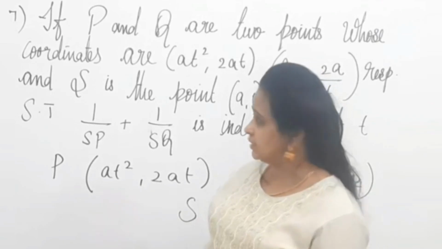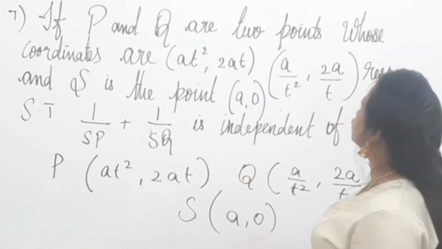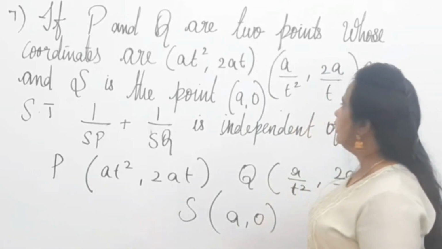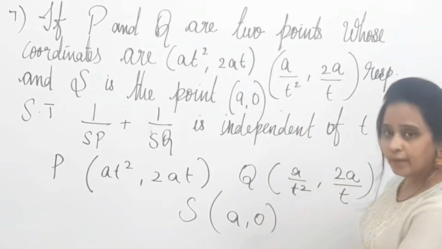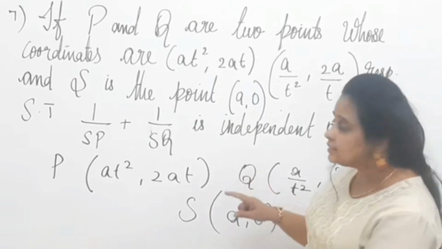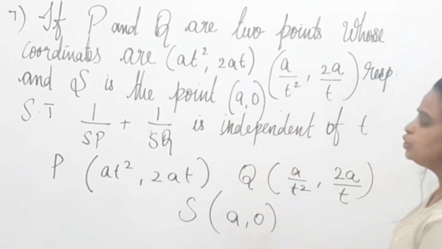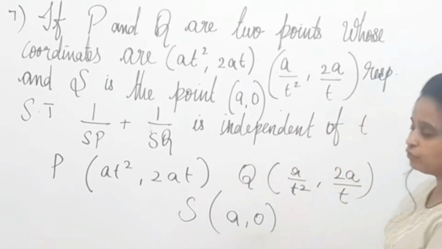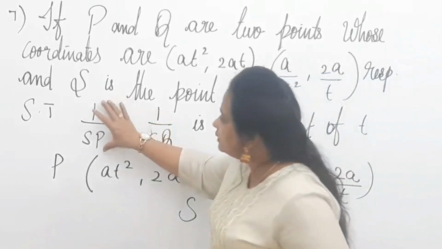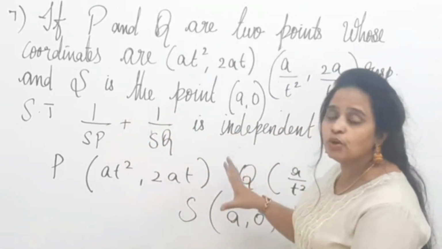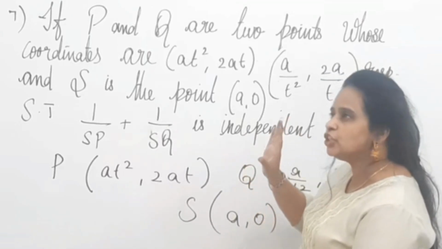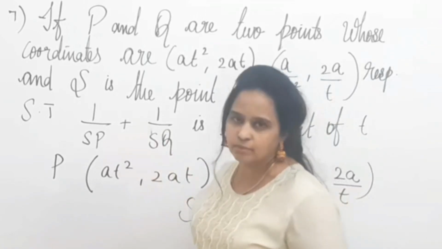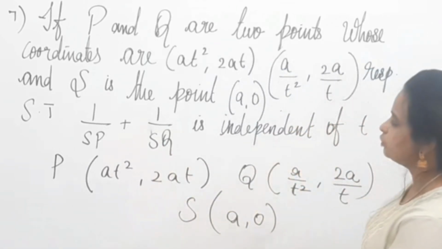Okay. Seventh question says, if P and Q are 2 points whose coordinates are at squared, 2at, and a by t square, 2a by t respectively, and S is a point (a, 0), show that 1 by SP plus 1 by SQ is independent of t. Means what? When you get this derivation, there should not be a variable t. So it should be an expression without having the variable t. That's the meaning of independent of t.